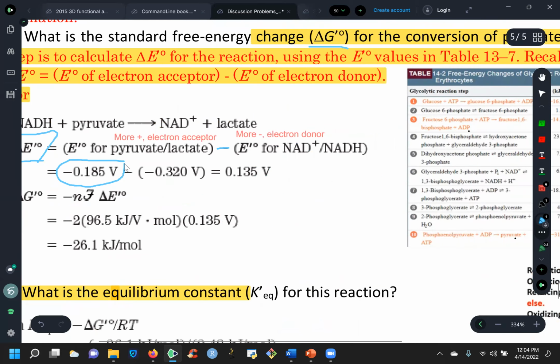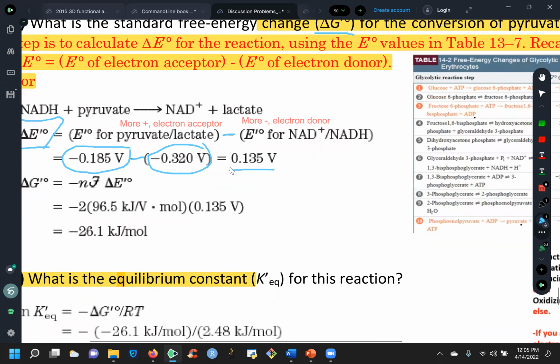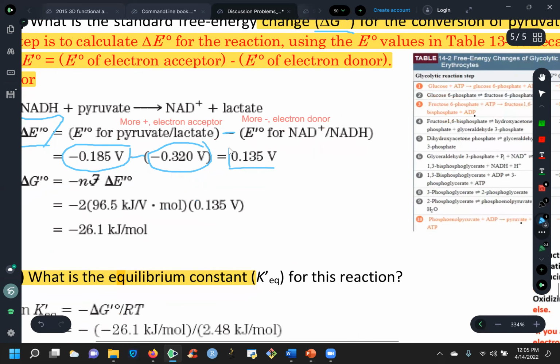And the answer is going to be positive because you had negative minus a negative number, and then this number was larger, so it turned positive. Okay, so that was step one. We got the difference in standard free energies. So we just subtracted one from the other, boom, we got it.